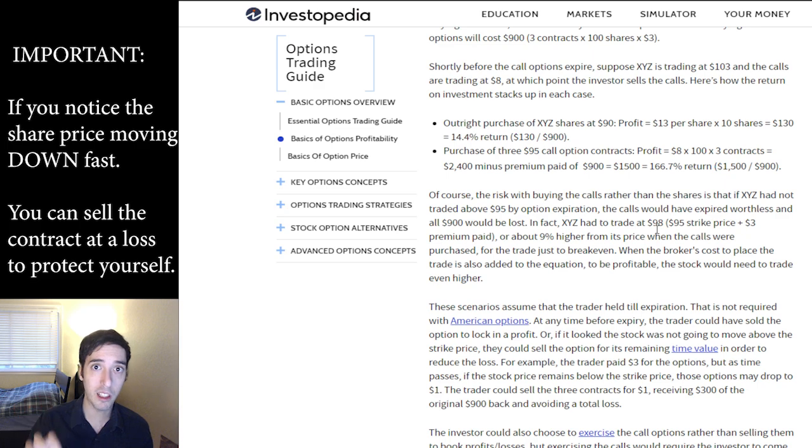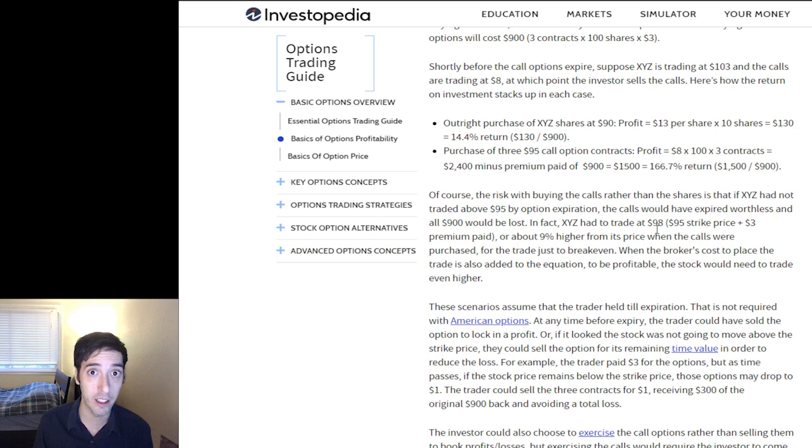If you bought the contract at $90, even if it went up to $98, that doesn't necessarily mean you're going to make any profit, because time decay plus the stock going up, if it doesn't go up enough or soon enough or at a high enough rate, you could lose money. So there is a lot of inherent risk involved with options contracts.